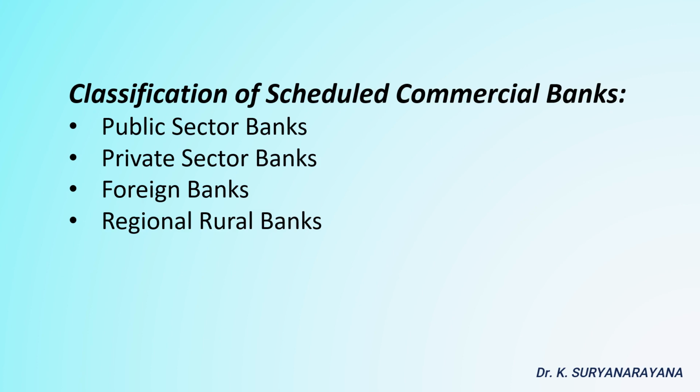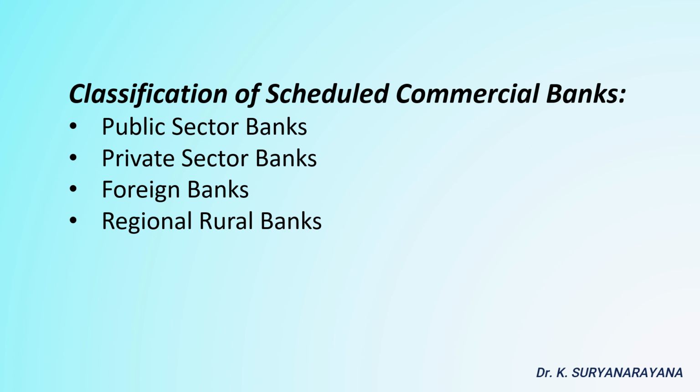Classification of scheduled commercial banks. The Reserve Bank of India Act 1934 comprises scheduled commercial banks in its second schedule. Scheduled commercial banks are further divided into four categories: public sector banks, private sector banks, foreign banks, regional rural banks. There are 81 scheduled commercial banks, out of which 26 constitute the public sector banks, 21 are reserved for private sector banks, whereas the remaining 34 belong to foreign banks.